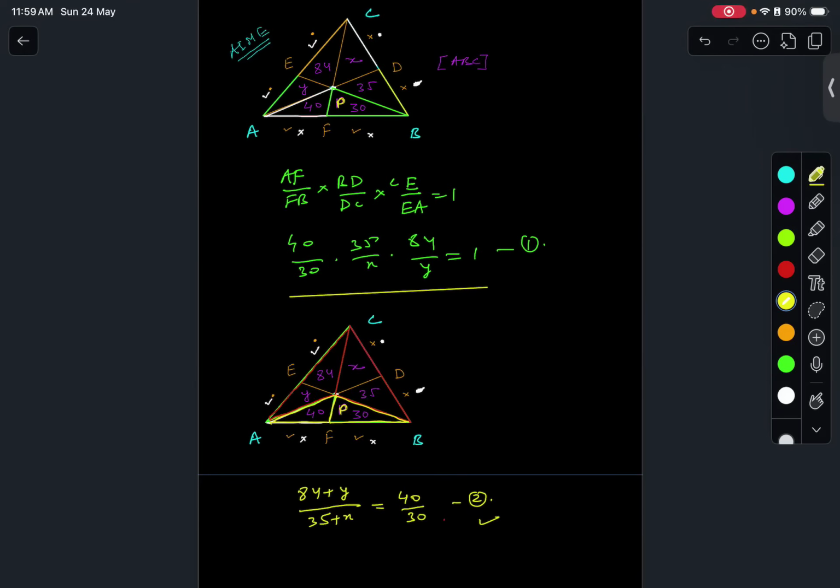Yes. सर मैंने तो दूसरे इक्वेशन की तरह किया था, मतलब triangle CAP upon triangle CPB का एरिया is equal to 84 plus y upon 35 plus x is equal to 40 by 30. Yes, the second equation has come. दूसरी इक्वेशन मैंने लिखी थी that triangle CDE upon triangle BCD. Okay, चलेगा. That's the same thing.